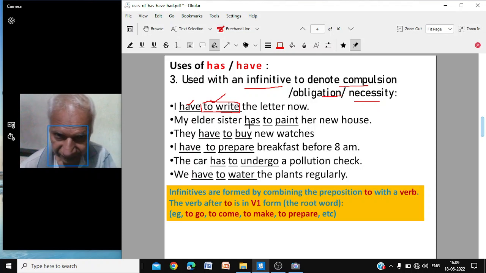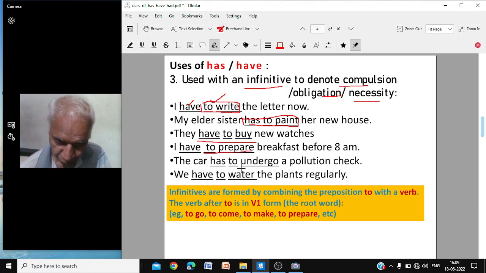My elder sister has to paint. No option required. They have to buy new watches. The old watches are not working. So they have to buy new watches. I have to prepare breakfast before 8 a.m. because my office begins at 9 o'clock. So I have to prepare, no other option.